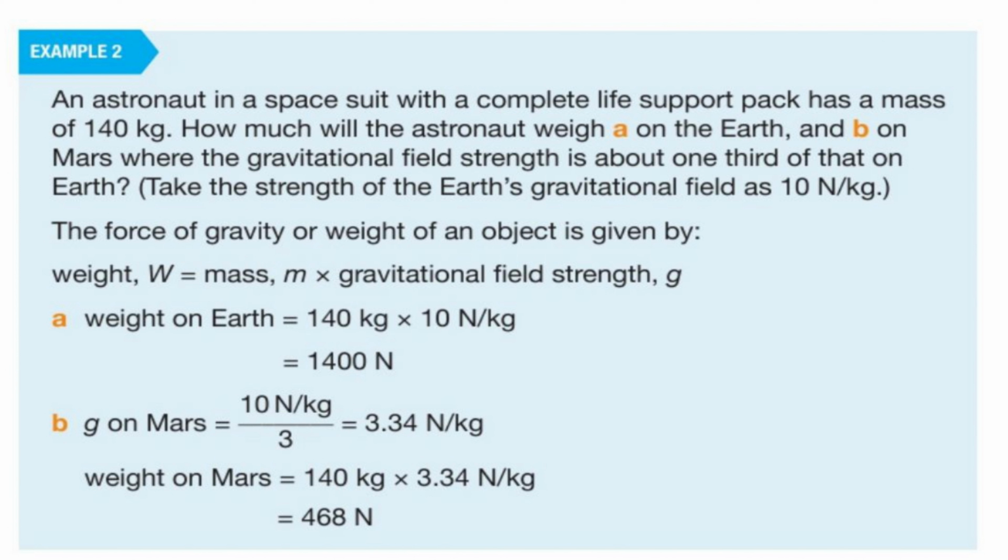So, the force of gravity or weight of an object is given by W is equal to m times g. So, weight on Earth would be 140 times 10. It would come out as 1400 newtons. Then, gravity on Mars would be 10 divided by 3, as the question says 1/3 of that on Earth, which would come out as 3.34 newtons per kg. So the weight on Mars of the astronaut would be 140 multiplied by 3.34. So it would come out as 468 newtons.